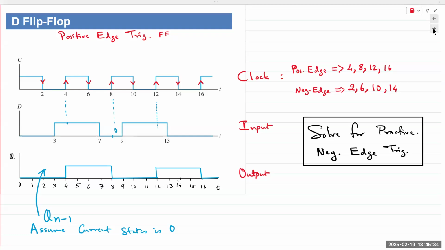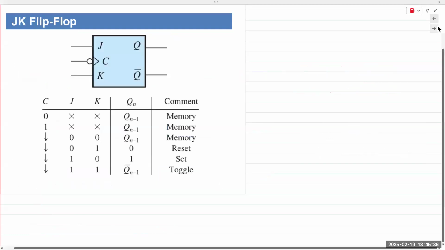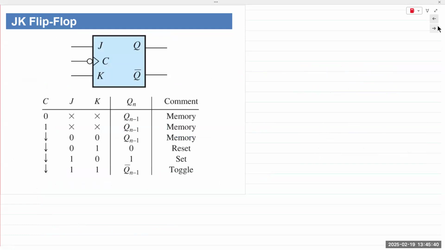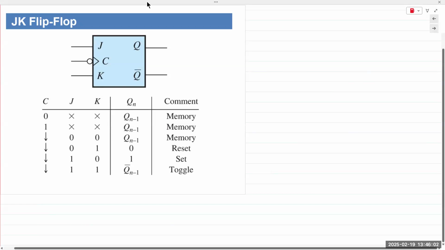Okay. Let's look at a flip-flop that resolves the unpredictable state from the previous flip-flops. Remember, in the previous SR flip-flops, if both inputs are 1 and 1, the output is unpredictable. It could be 0 or it could be 1. So then we have an implementation of a flip-flop known as the JK flip-flop.